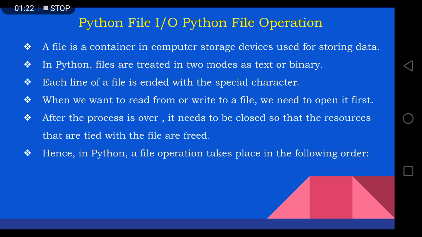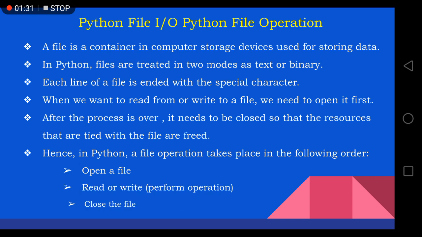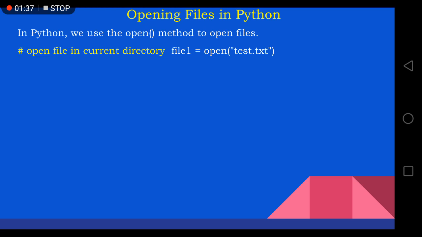Hence in Python, a file operation takes place in the following order. First, open a file, process the file, that may be reading, writing or updating, and then we have to close the file. Let us see how to open files in Python. In Python we use the open function to open files.